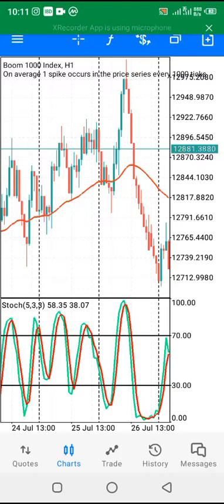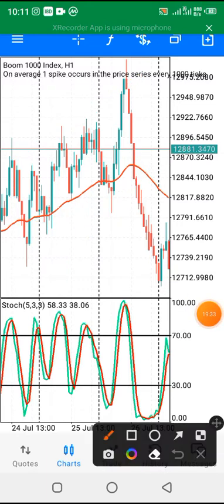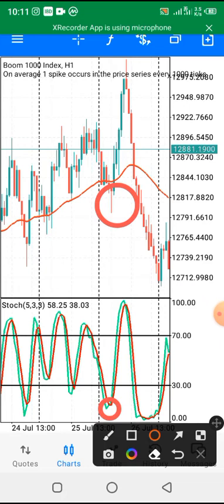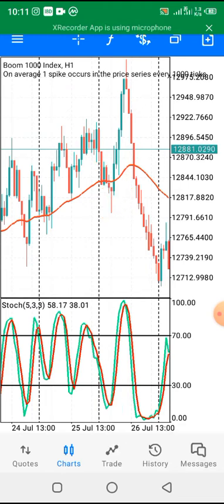So look here, guys, really important. Look how the strategy happened. You can see there was a crossover of the stochastic in the 30 region. This was around this place, right? So after seeing this bullish engulfing candlestick, you could have made your entries from here.